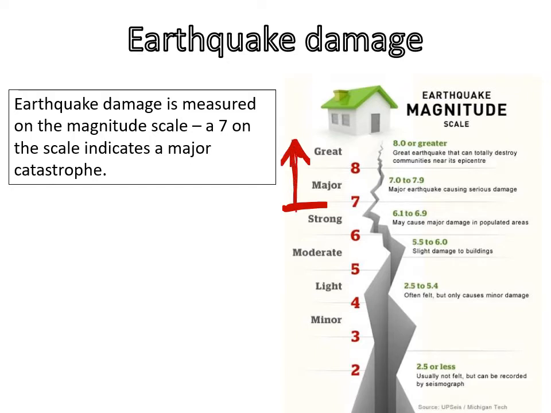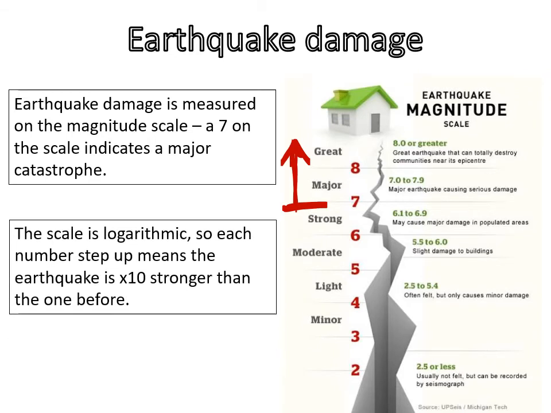What's special about the magnitude scale is that it's actually a logarithmic scale. What this means is each number step up on our scale, 1 to 2, 2 to 3, 3 to 4, 4 to 5, is 10 times stronger than the one before. So a number 4 is 10 times as strong as a number 3, and a number 5 is 10 times as strong as a number 4, or 100 times as strong as a number 3, because it's 10 times 10. So a number 6 is 1,000 times stronger than a number 3. So it goes up 10 times, 10 times, 10 times.